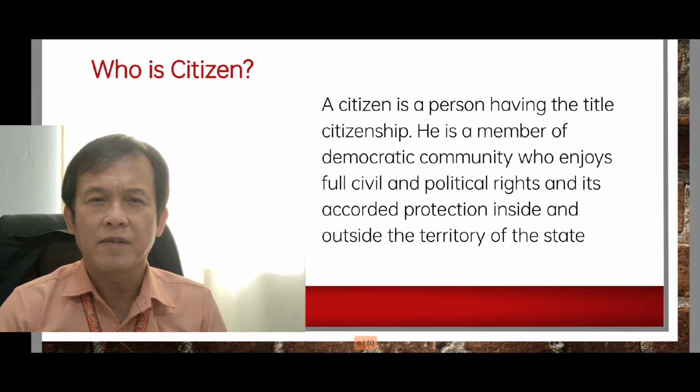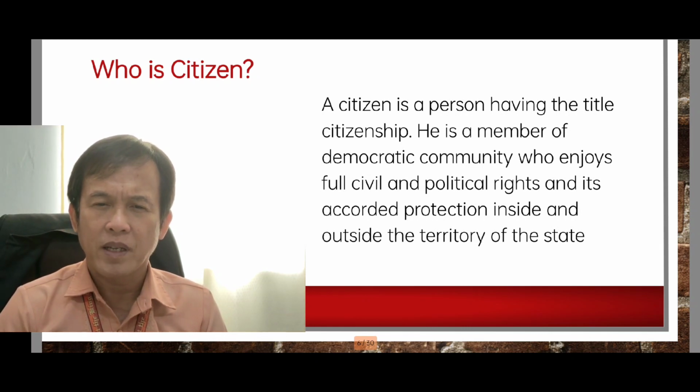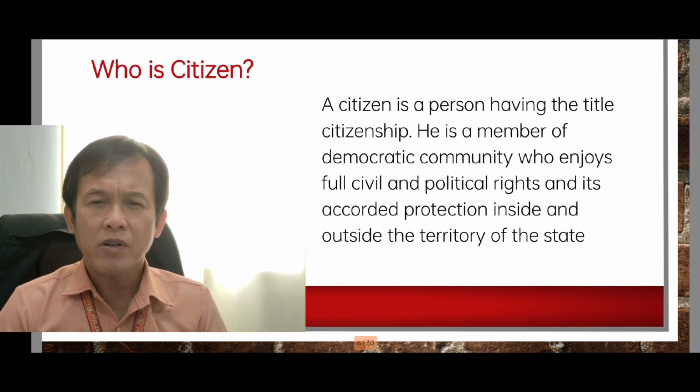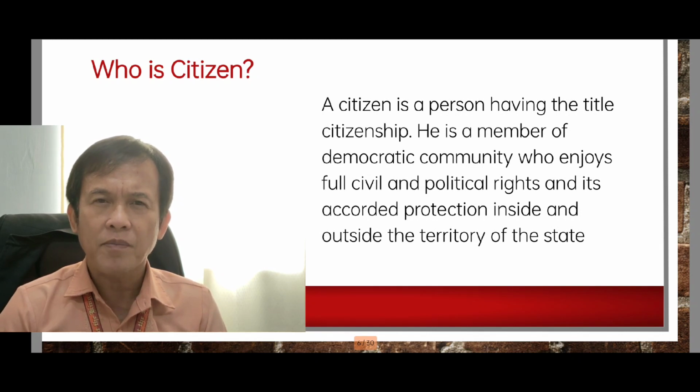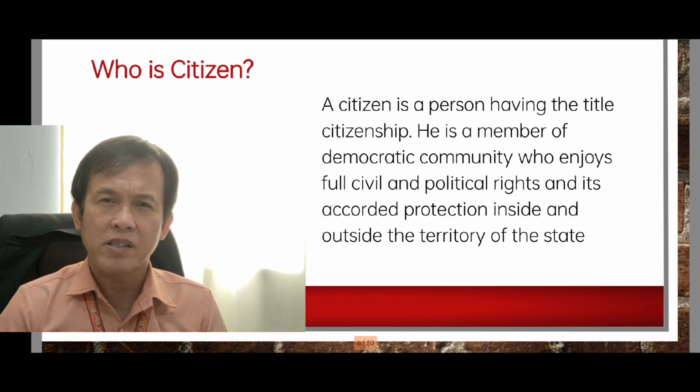Who is a citizen? A citizen is a person having a title of citizenship. He is a member of a democratic community who enjoys full civil and political rights, and is accorded protection inside and outside the territory of the state.